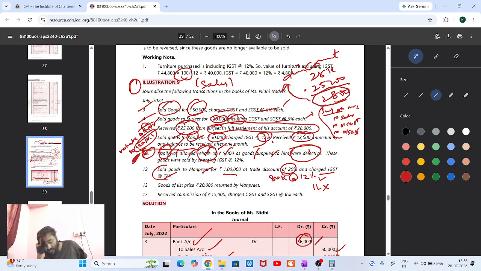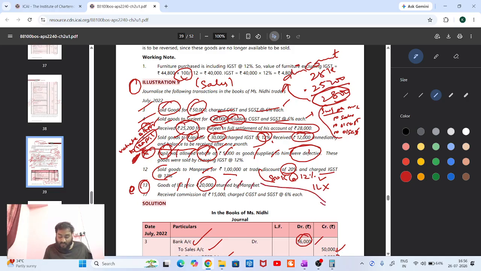Monthly, upon debit to sales 80,000, to IGST 80,000 into 12%. That is the general entry. And then this is also marked. Goods of listed price 20,000 returned by Monthly.